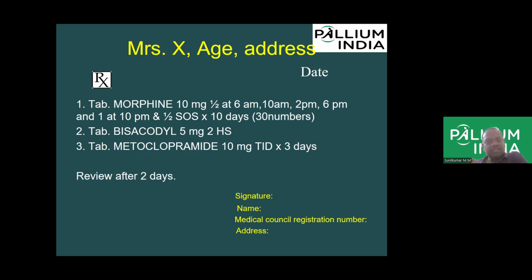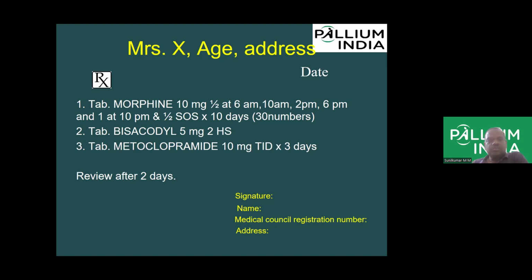And what is the dose of medication you are going to use? It is 10 milligram. And how many days are you prescribing, and how many numbers of END are given? So 10 days, 30 numbers. And then you have to give your signature, name, medical council registration number, and your address. So this is what is required as per the Narcotic Drugs and Psychotropic Substances Act.